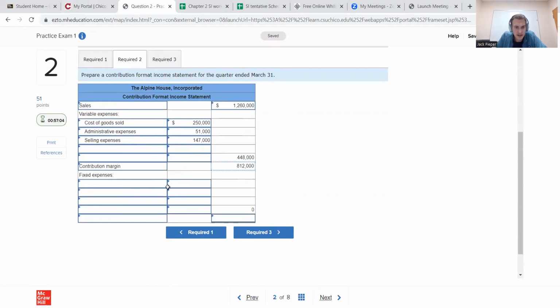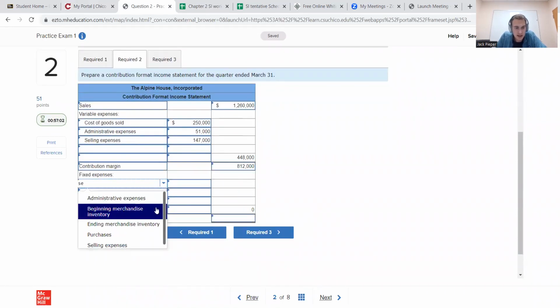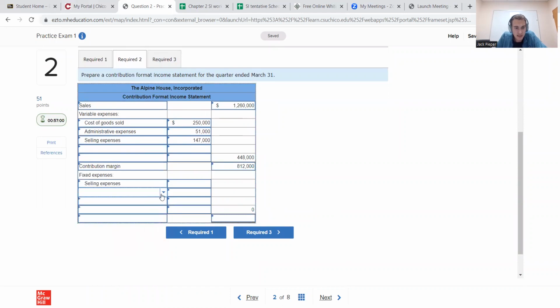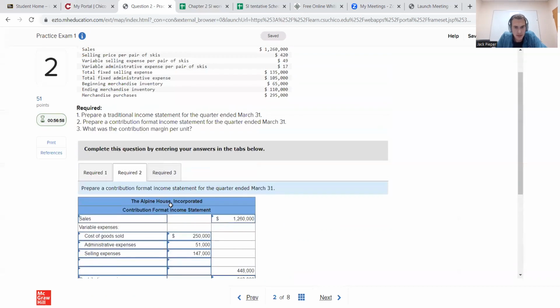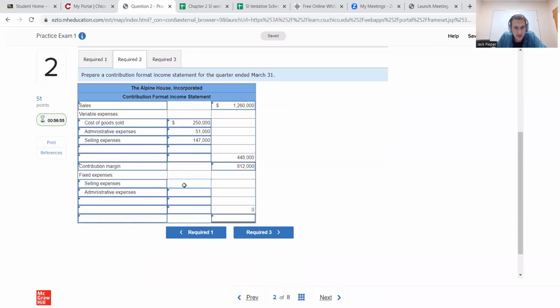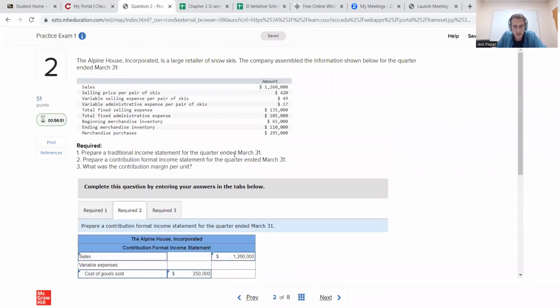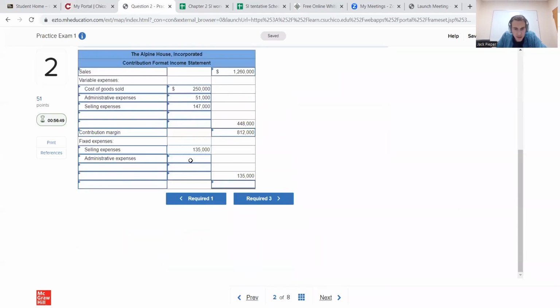Now we can add in our fixed expenses. So total fixed selling expenses, and do admin down here too. Okay, selling was 135,000. Okay, this one fixed administrative was 105,000. Okay, and this is our total fixed. You don't have to put anything right here, but you should put something here. This will be our net operating income.